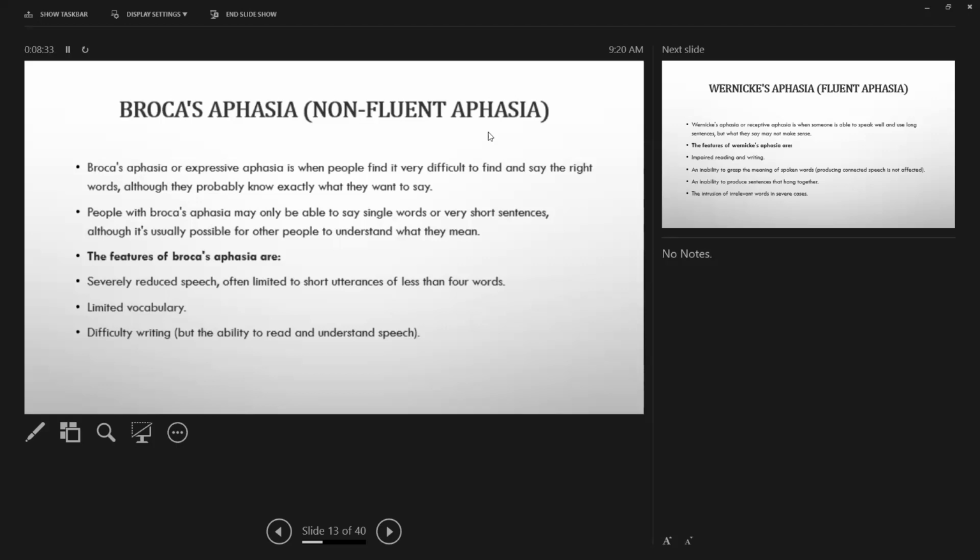People with Broca's aphasia may only be able to say a single word or a very short sentence, although it's usually possible for other people to understand what they mean. The features of Broca's aphasia are severely reduced speech, often limited to short utterances of less than 4 words, limited vocabulary, and difficulty in writing. But the ability to read and understand is there because their comprehension is intact.